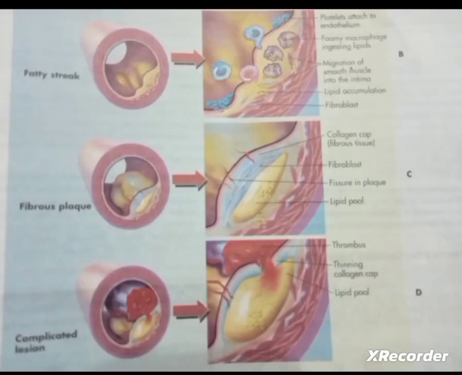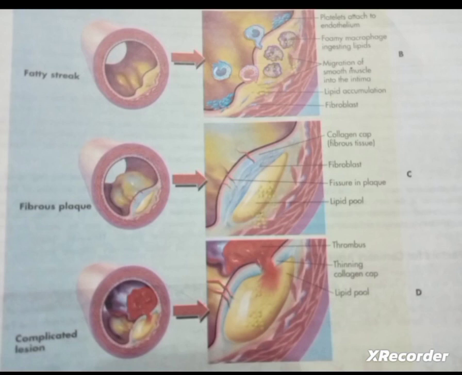Stages of atherosclerosis. We knew that coronary artery disease is a progressive disease that takes many years to develop. When it becomes symptomatic, the disease process is usually well advanced. In the development of atherosclerosis, there are mainly three stages: fatty streak, fibrous plaque, and complicated lesion.